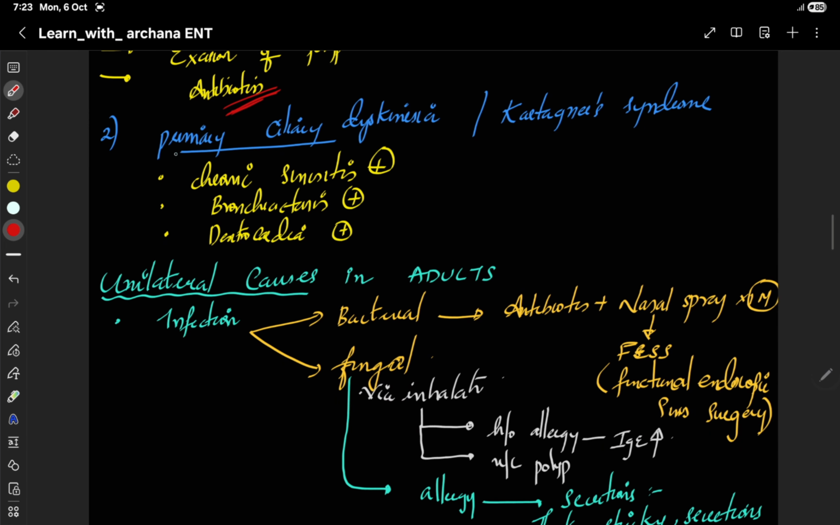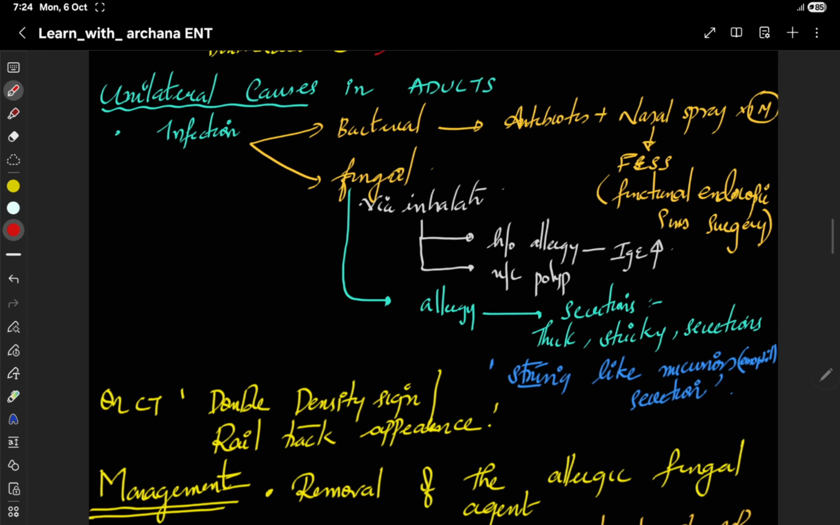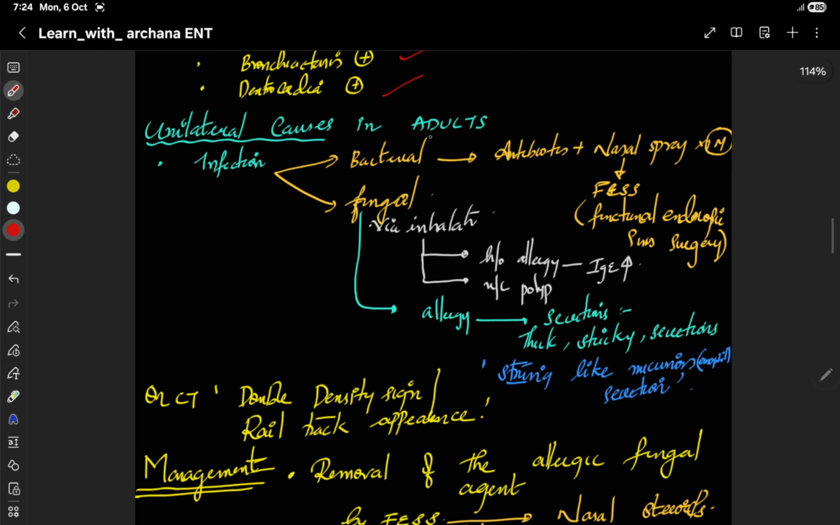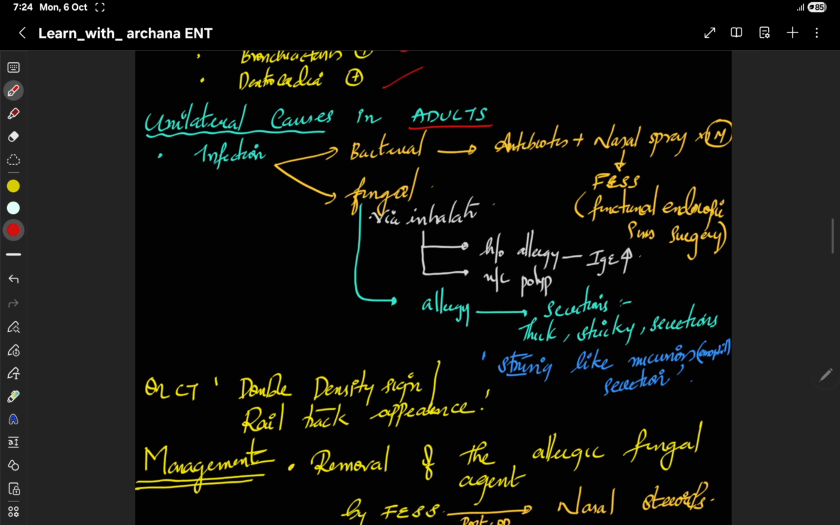Then the next disease is primary ciliary dyskinesia or Kartagener syndrome. Here what is happening? There will be chronic sinusitis, bronchiectasis and dextrocardia. Next are the unilateral causes of nasal polyps in adults and also in children. Okay. The main two things we have to check are bacterial and fungal infection.